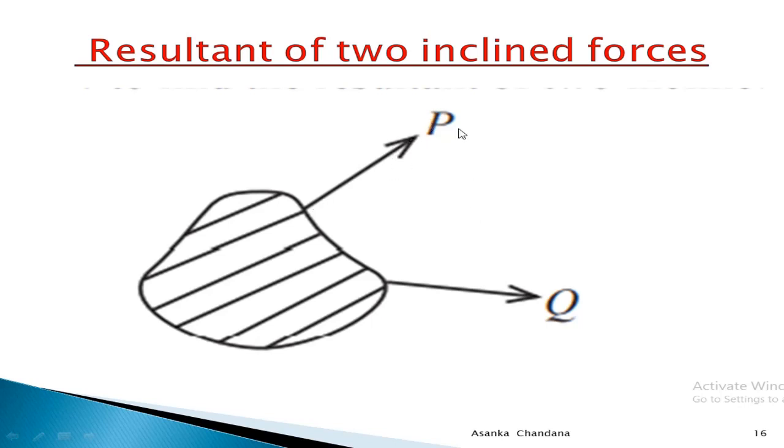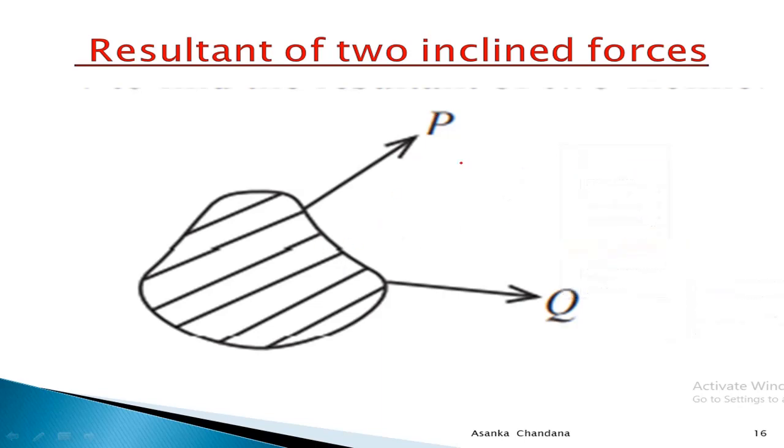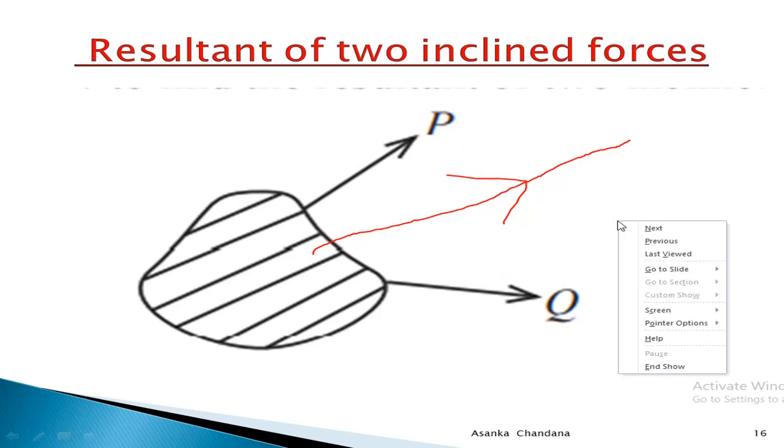When inclined forces act on this object, the resultant force acts between the two forces. This is the direction of the resultant force. It is not at the center between P and Q, but the resultant force acts in any direction between P and Q. You haven't learned how to calculate the resultant force in that situation.